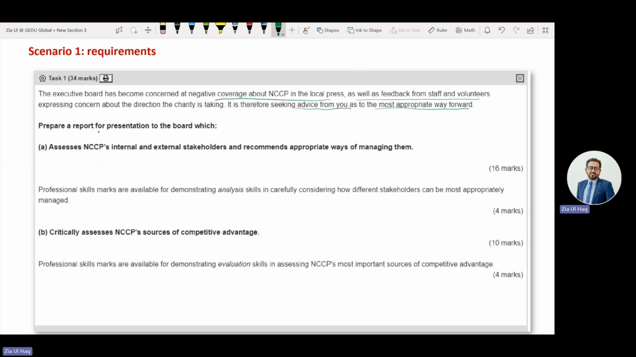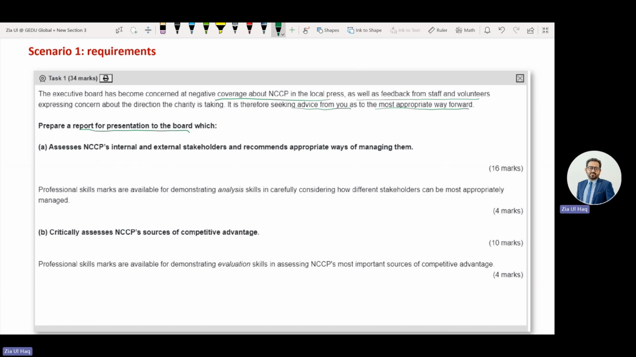Prepare a report for presentation to the board of directors from a management consultant. Subject, what is the requirement, date, and an introduction paragraph, and then our answer should be there. These professional marks, don't forget to take. These are the free marks: 2 for the format of the report, the format of the memo, and 2 for the tone you are adopting while answering the requirement.